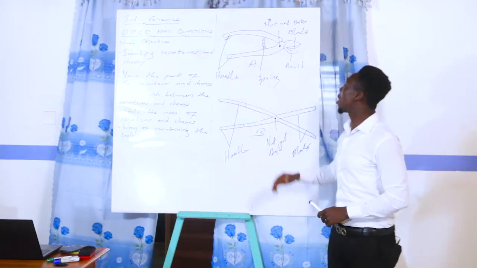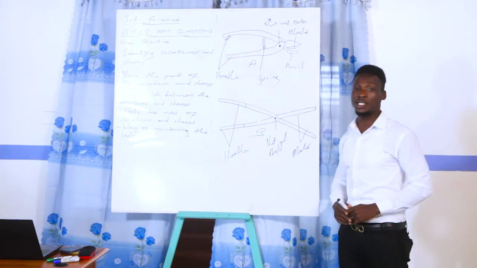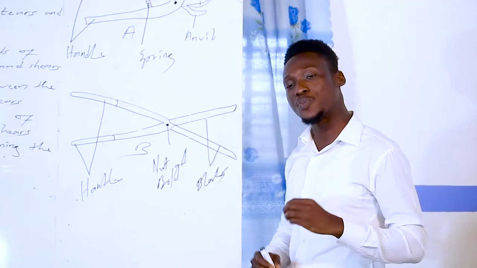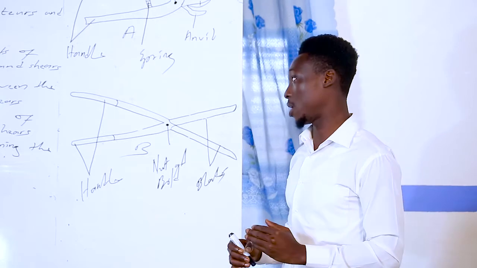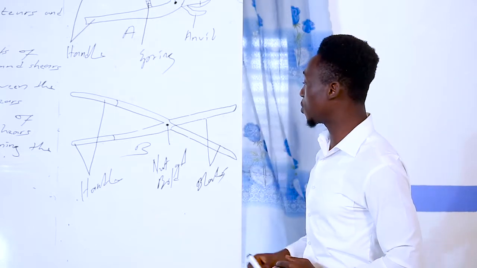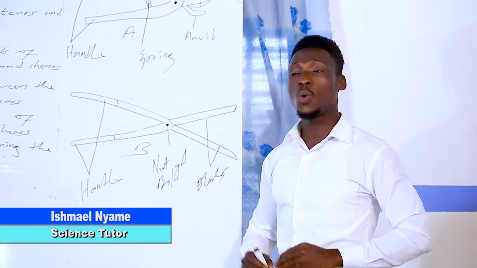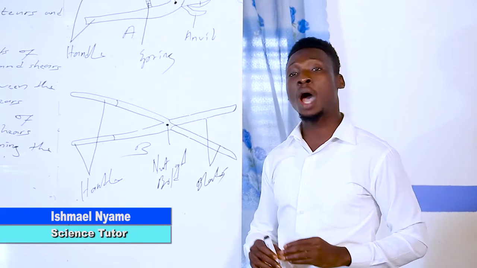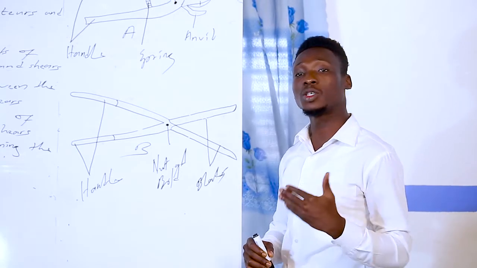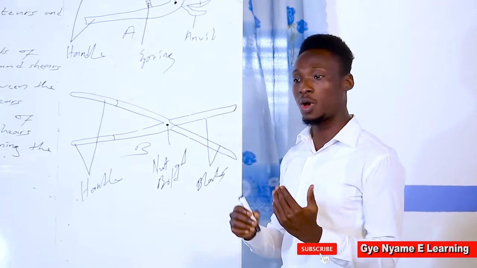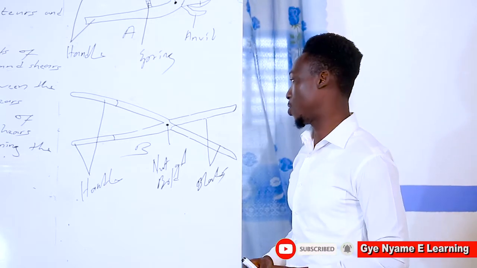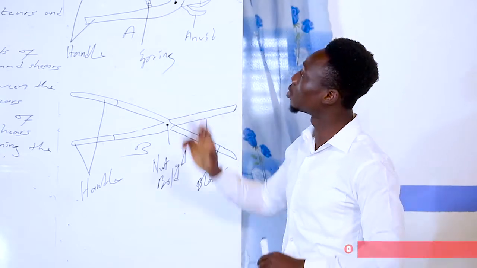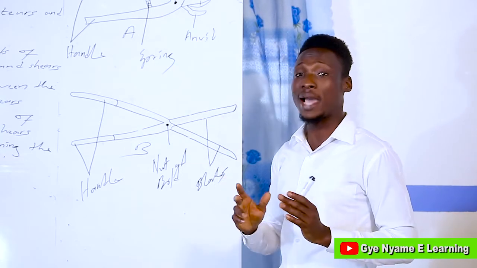So we use the secateurs to cut branches that are quite thick. But in the case of the shears, the garden shears, we use it to cut branches that are quite thin, not as thick as the ones that will be cut with the secateurs. So we use these ones on branches that are quite thick.